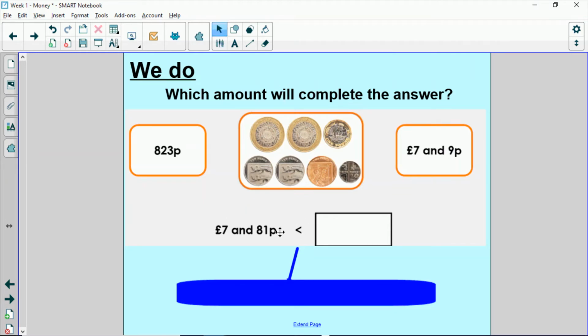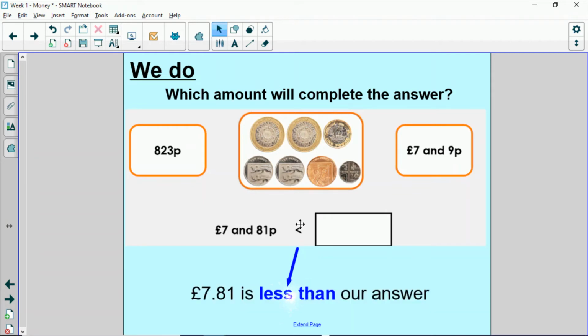Then we've got the crocodile symbol. Now, if you remember, the crocodile symbol means, in this case, less than. So £7.81, this side is going to be less than this box here. So we need a number that's bigger than £7 and 81p. So let's look at it together.